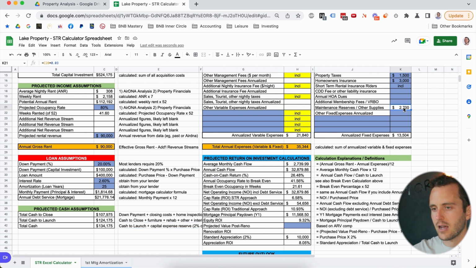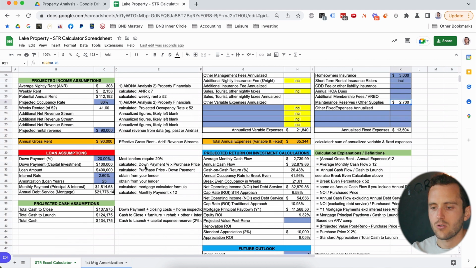So you can see that gets calculated over here. It's actually at 3% the way that we have it set up right now, just to be a little bit more conservative with the maintenance expense. And so that's basically all your loan assumptions and then your cash. And then you can really quickly just look at a deal and say, okay, do I have enough cash on hand to actually launch this property?